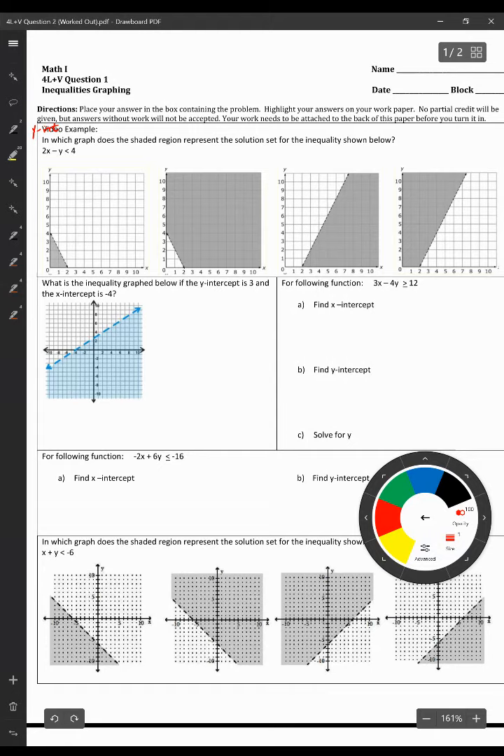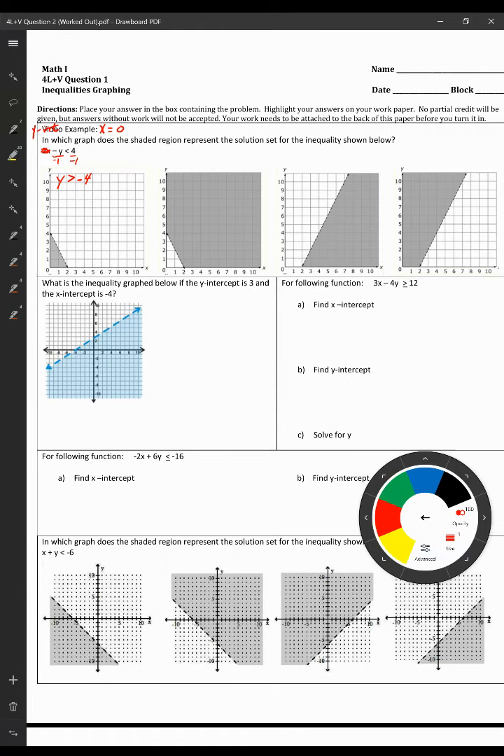To find the y-intercept, remember, x is always equal to 0. So we use the cover-up method on the whole x term, and we're left with negative y is less than 4. We divide both sides by a negative, and remember, when we divide by a negative, we flip the sign. 4 divided by negative 1 is negative 4. So we get y is greater than negative 4.